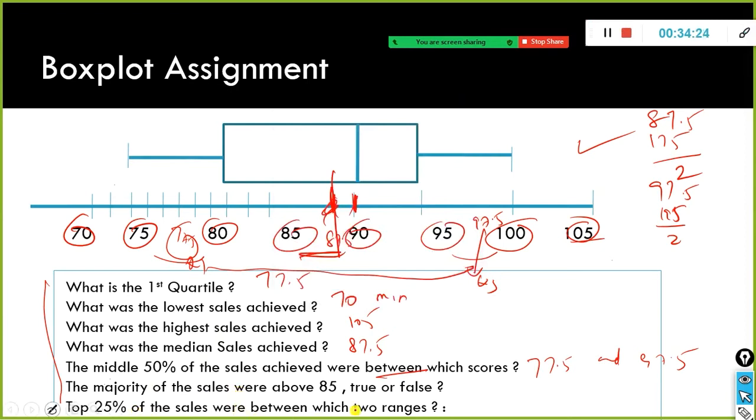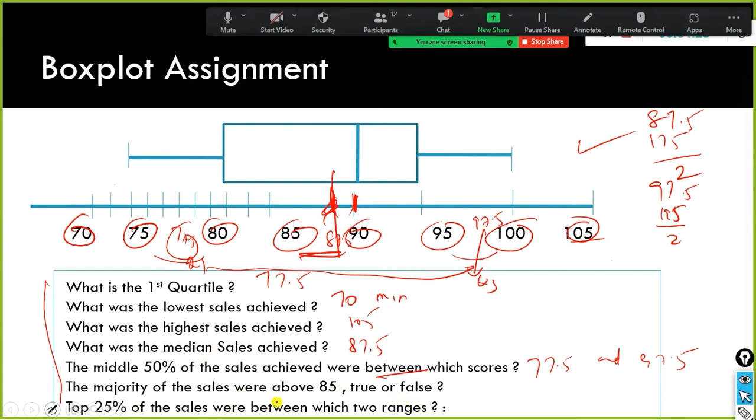Top 25% of sales were between which two ranges? So this is my maximum value. This is my minimum value. Now we know what is Q1, we know what is Q3. And what is the top 25%? So this is my Q1, this is my Q2, and this is my Q3.